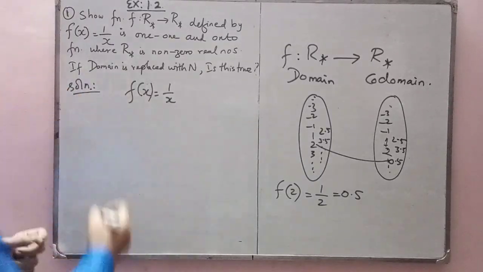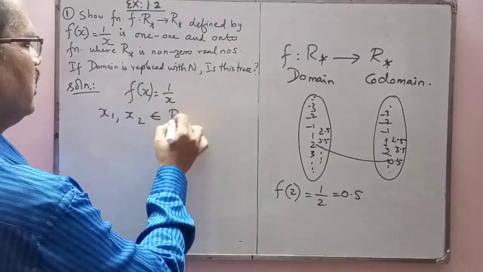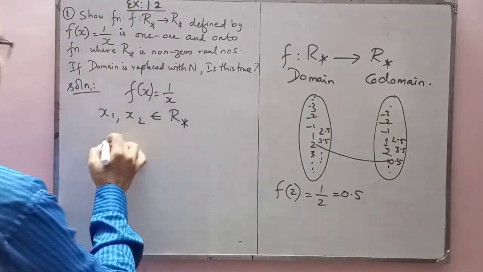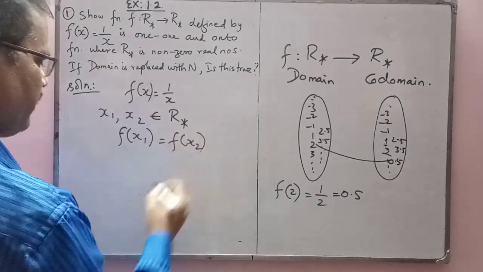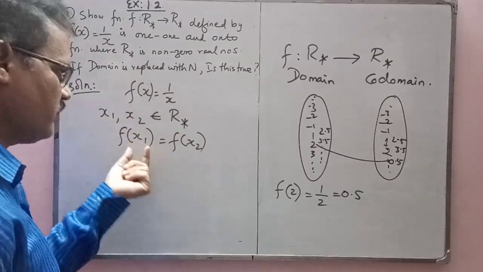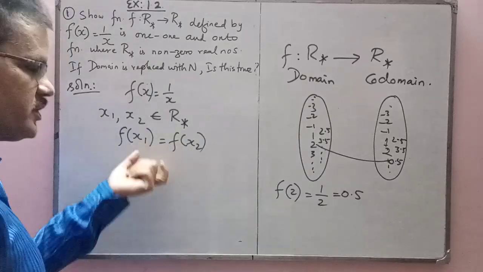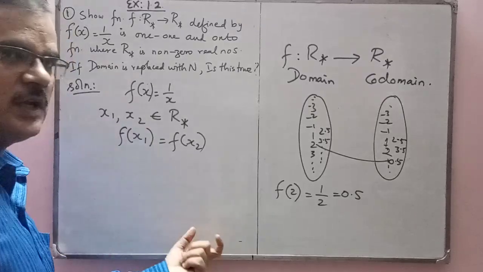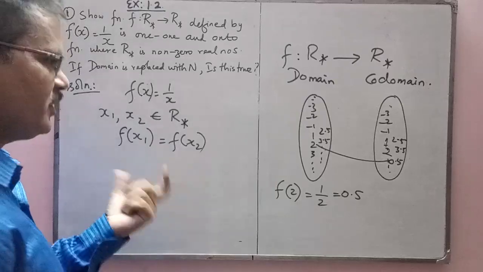Take two elements. First we will take x1, x2 belonging to the non-zero domain. This is the input I am going to give. We are given f of x1 equal to f of x2. We know that f of x1 is the image of x1 and f of x2 is the image of x2. So we are taking that the images are equal. Then we have to check whether this leads back to x1 and x2. Then you can say it is 1 to 1.